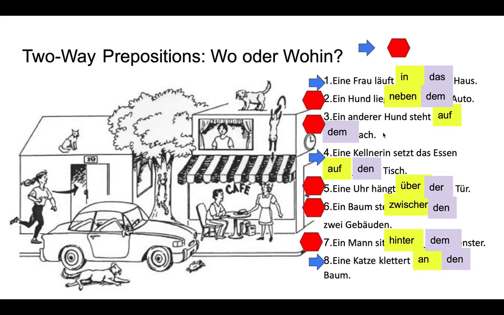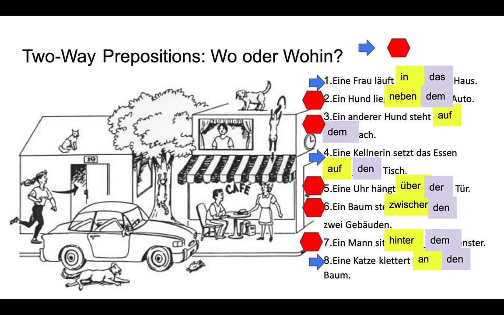Nummer 4, eine Kellnerin setzt das Essen auf den Tisch. This is the one that confuses people as to whether it's movement or not. The food is on the table, but she's putting the food on the table, just like when we were unpacking our stuff into our hotel room. So that one is movement. Auf, it goes on top of the table. Den Tisch, accusative because it's moving.